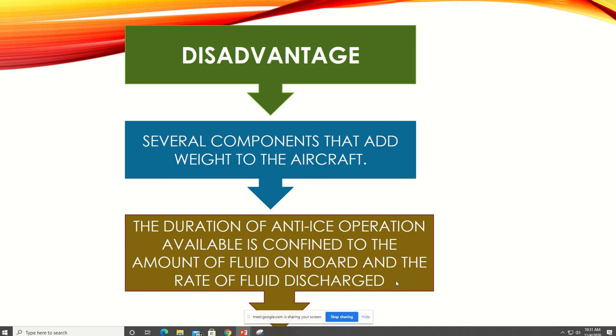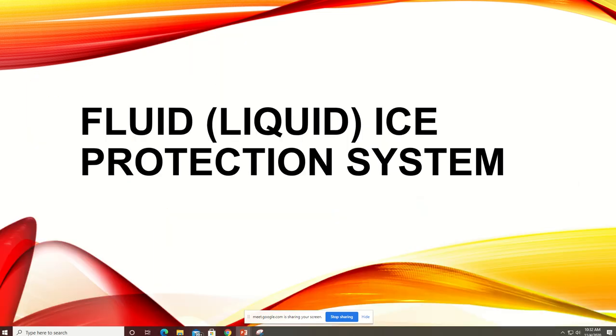Sometimes we use a kind of pipe, a nozzle. Later we will go through the components involved in this kind of fluid ice protection. The rate of fluid discharge, meaning sometimes it is blocked and nothing comes out at all. Sometimes the nozzle is too large and the rate of fluid will be too much. Sometimes too little, too much, too little. Sometimes there's no fluid at all. That's the disadvantage of this kind of fluid ice protection.